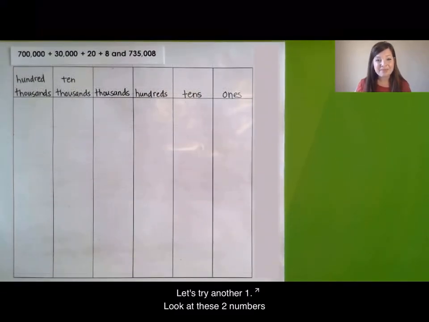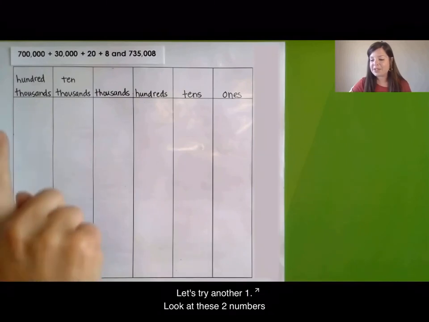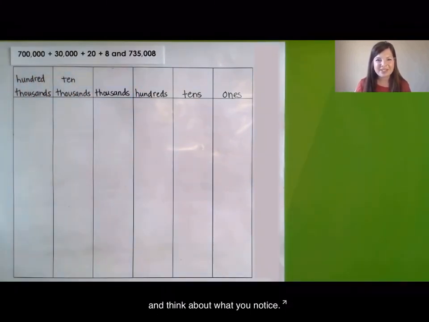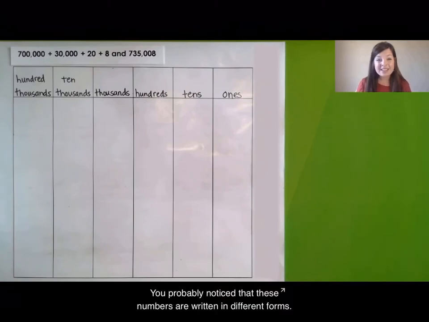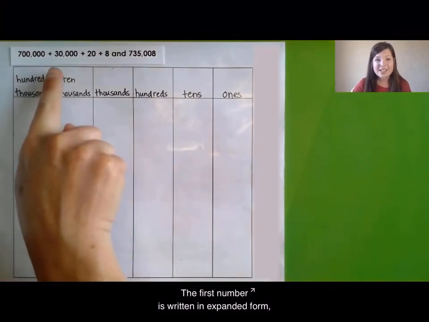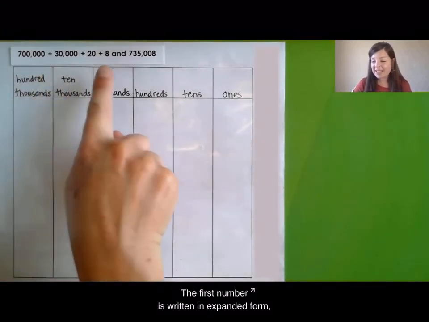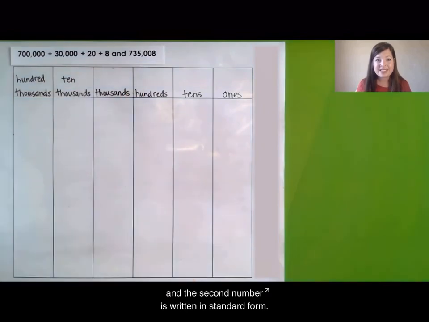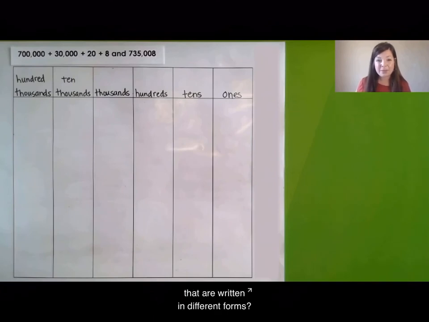Let's try another one. Look at these two numbers and think about what you notice. You probably noticed that these numbers are written in different forms. The first number is written in expanded form, and the second number is written in standard form. So then how might we compare these two numbers that are written in different forms?